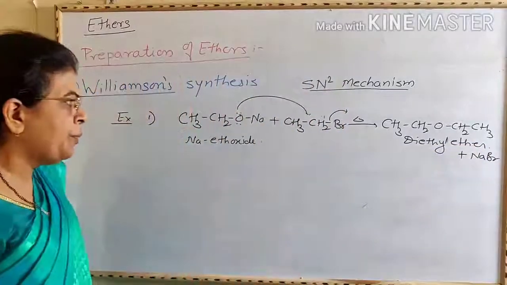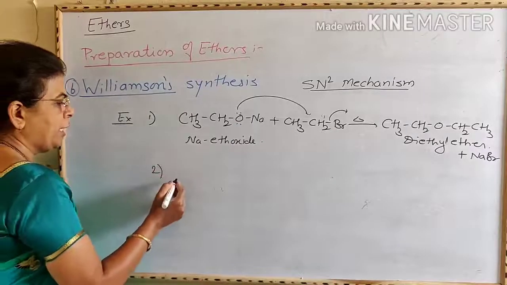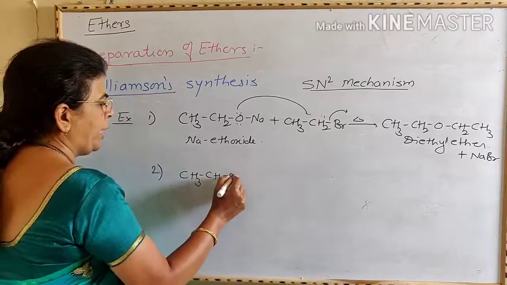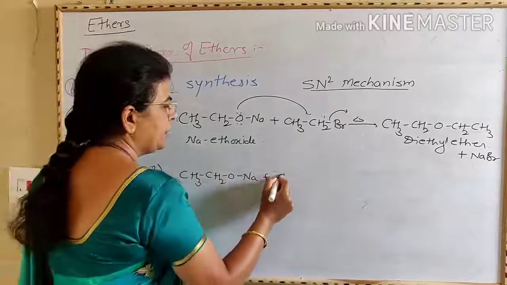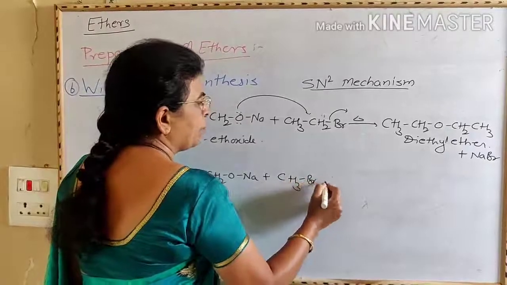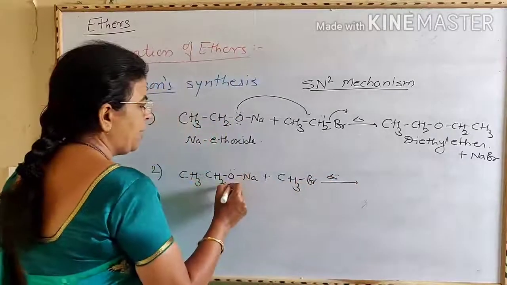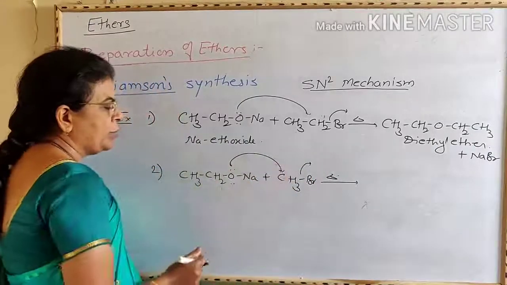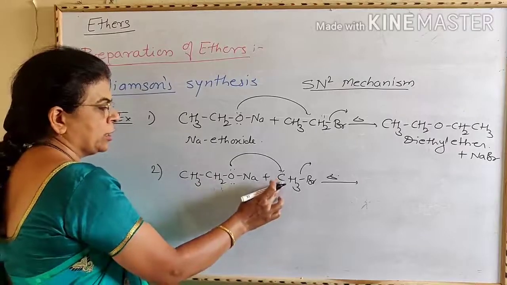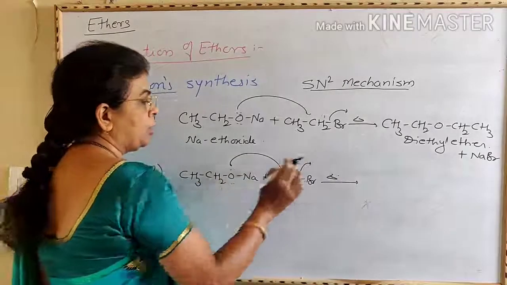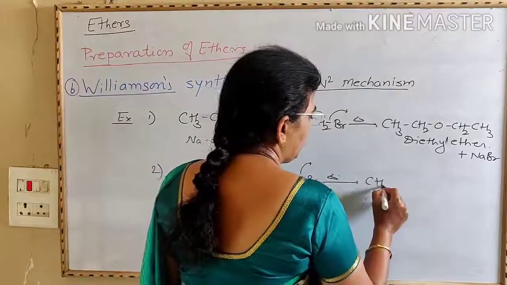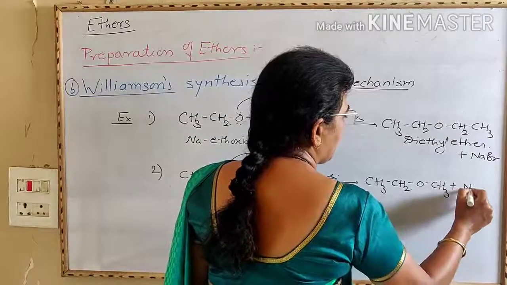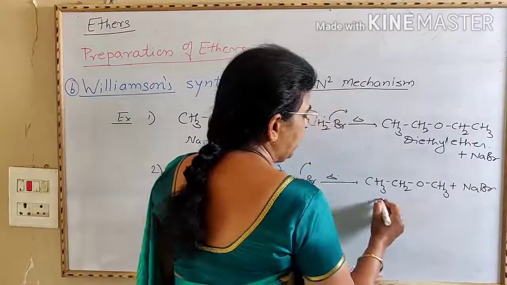If we want to prepare mixed ether, then take here any alkyl group, CH3CH2ONa, and here CH3Br. Heat this reaction mixture, and the same reaction is carried out, that is SN2 reaction mechanism, with backside attack of this alkoxide ion on this CH3 group and Br is removed to form CH3CH2OCH3 plus NaBr. Now it is ethyl methyl ether.